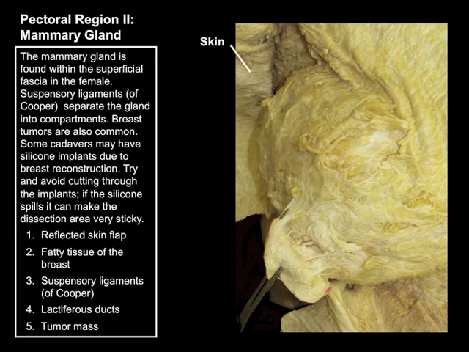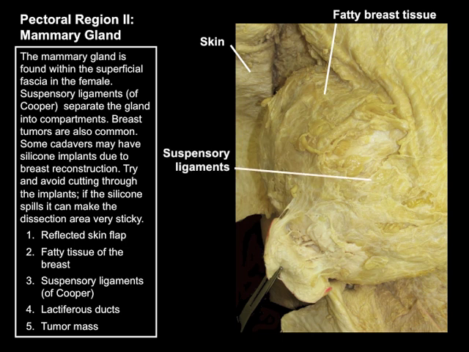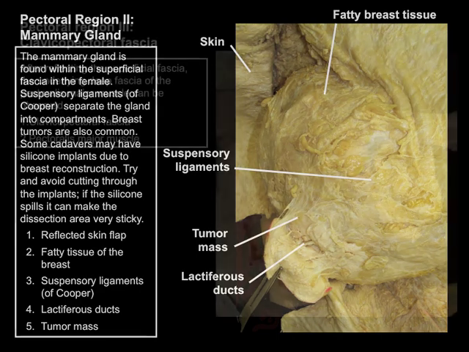For orientation purposes, the skin overlying the breast is labeled. The fatty tissue of the breast is shown. Examples of suspensory ligaments of Cooper are indicated. Lactiferous ducts. And finally, an example of a tumor mass which was found in this particular breast.